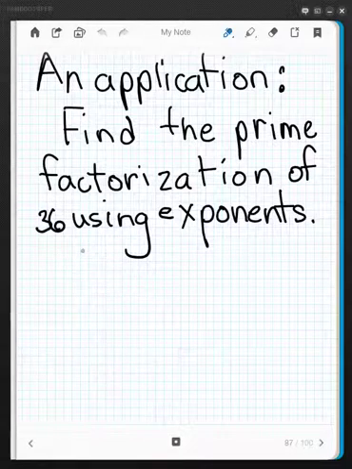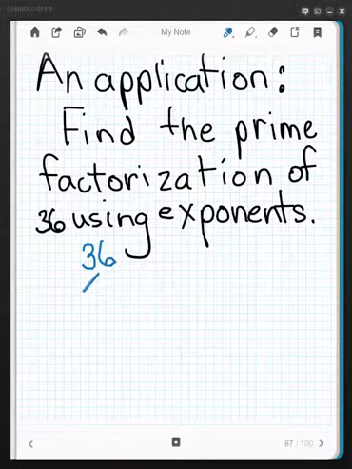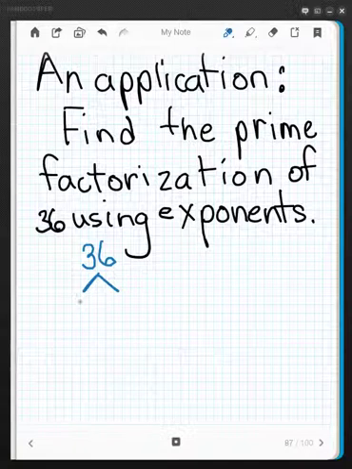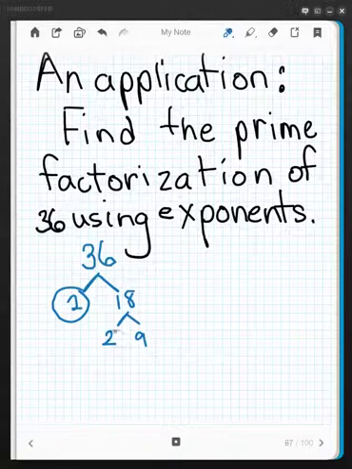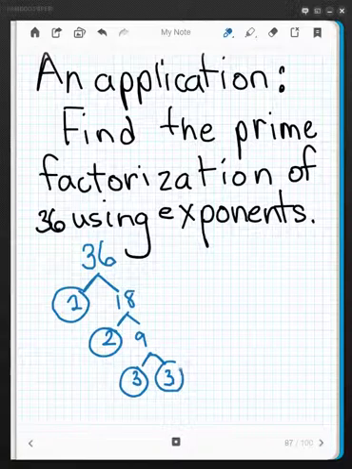Remember, for prime factorization, I'm going to write 36 and ask, what's the smallest prime number that goes into 36? Or you can use any two numbers that you can think of that go into 36 if you want. But if we start with the smallest one, that would be 2, times 18. 2 is prime, so I circle it, and 18 is not, so I do it again. 2 times 9. 2 is prime, so I circle it, and then I do 9 because it's not, and 9 is 3 times 3. So 3 and 3.